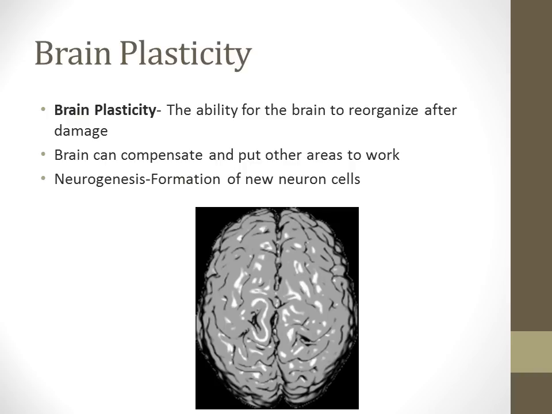Obviously, it's easier if you're a younger child, but adults have had portions of the brain removed, and brain plasticity is the brain's ability to reorganize all the neural activity. Neurogenesis is the formation of new neuron cells, so they're finding that new neuron cells are produced that help reorganize the brain.